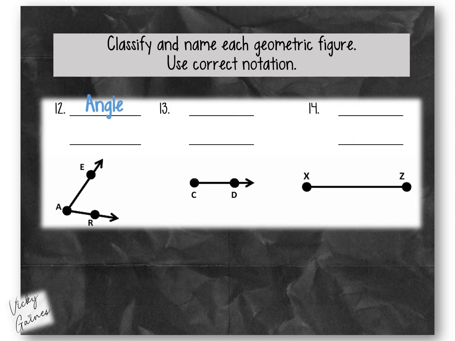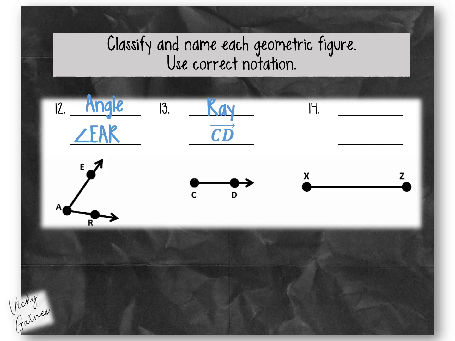Number 12, that's an angle. Angle EAR, you go around the angle. The vertex must be in the middle, and the vertex is A. So it could be angle EAR or RAE. Either way is fine. Number 13 is a ray.